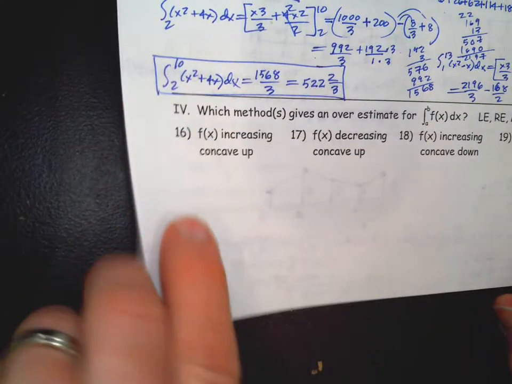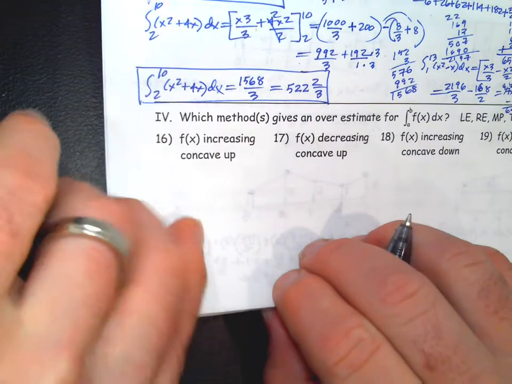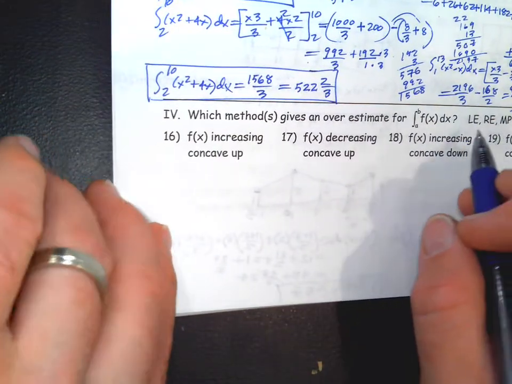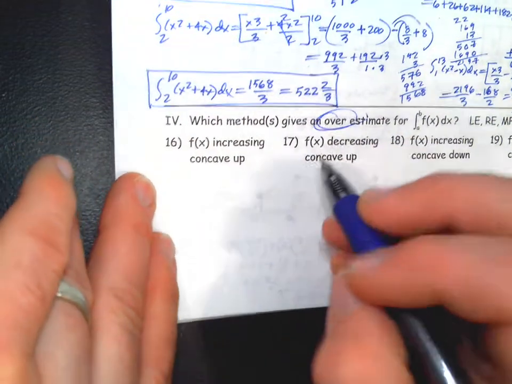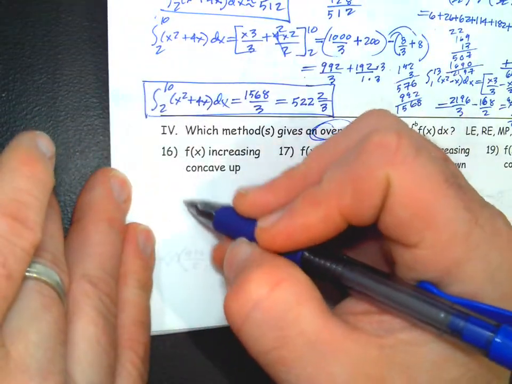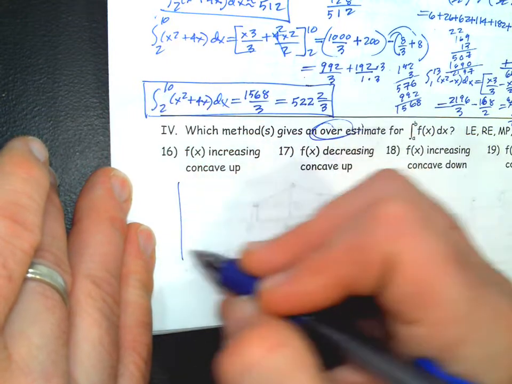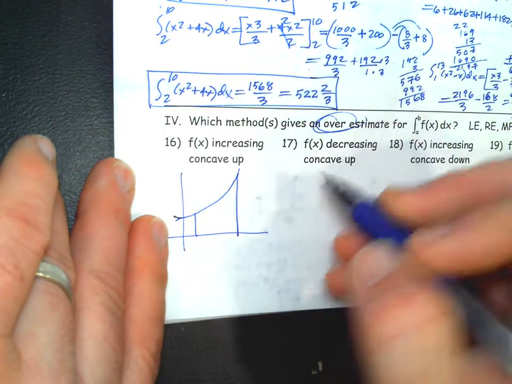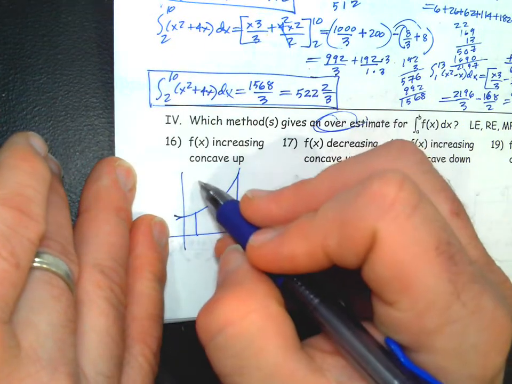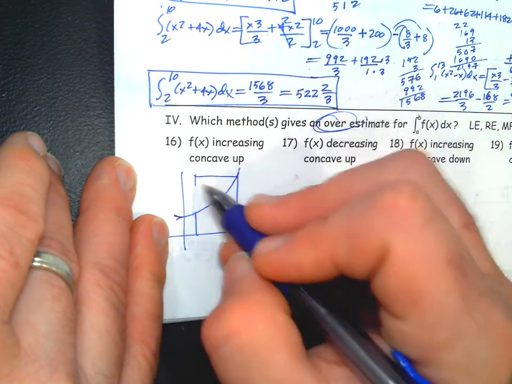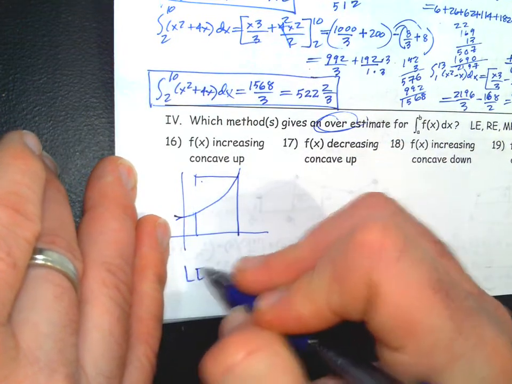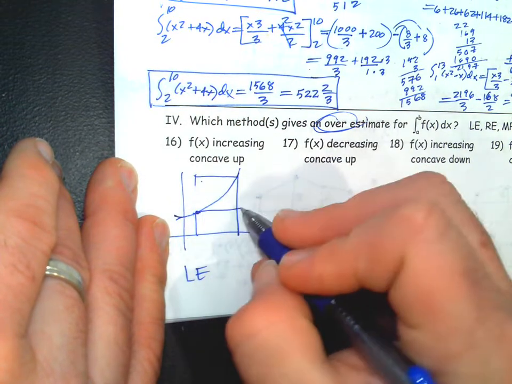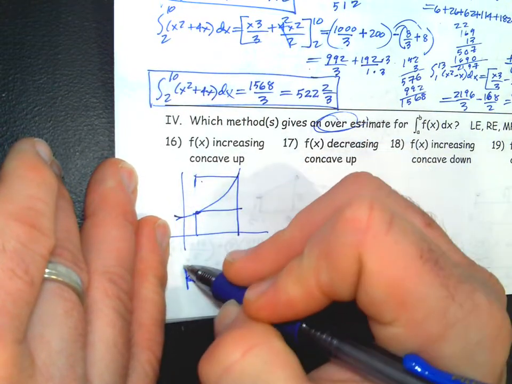Okay, last ones. Which methods give an overestimate? Left, right, midpoint, or trap? Okay, we're looking for overestimate. Specifically, increasing concave up. I draw a quick picture. You have a curve, it's increasing concave up. Let's just do one slice. If you do one slice, we're looking for overestimate. Right end is going to be the overestimate. Left end won't.